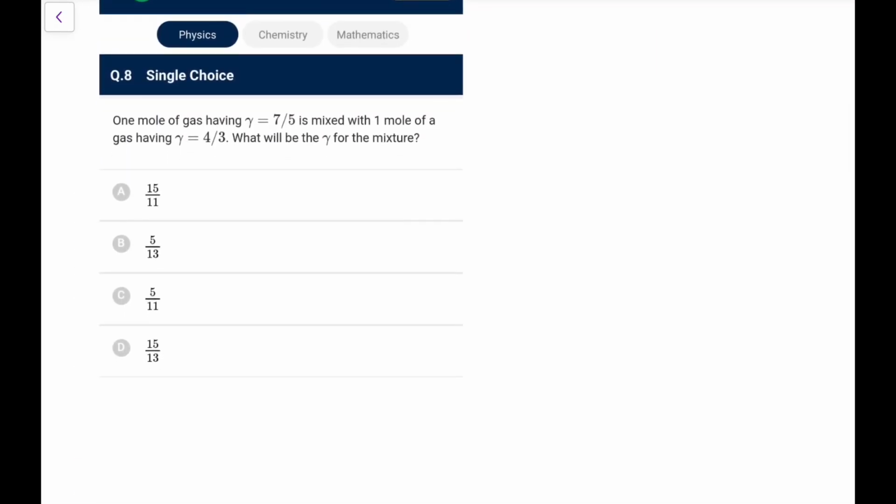Next, 1 mole of a gas of gamma 7 by 5 is mixed with 1 mole of gas of gamma 4 by 3. What would be the gamma for the mixture? Standard formula you know, (N1 plus N2) over (gamma mix minus 1) is N1 upon (gamma 1 minus 1) plus N2 upon (gamma 2 minus 1). Remember this formula, I always advise my students to remember this particular thing.